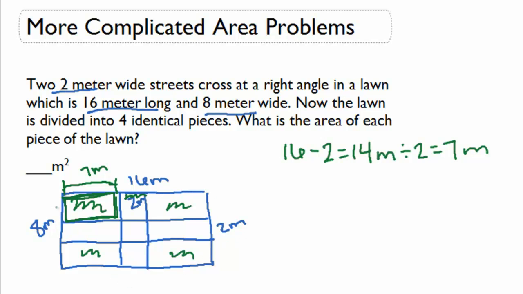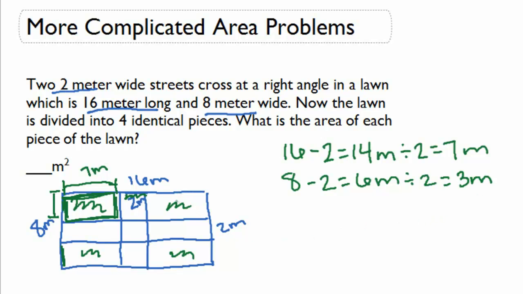Now I'm going to do the exact same thing on this side to figure out what my width would be. I started off with 8 meters, and I subtracted 2 for my road, which gives me 6 meters. And then I'm going to divide that by 2 because I have this one here and I have the one that I'm looking at. And they're even. They're both going to be the same size. So I'm going to divide my 6 right in half, and I'm going to get 3 meters.